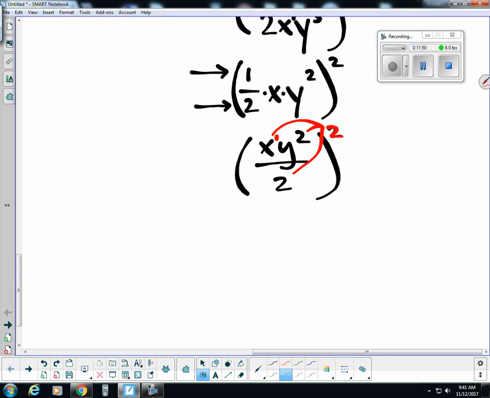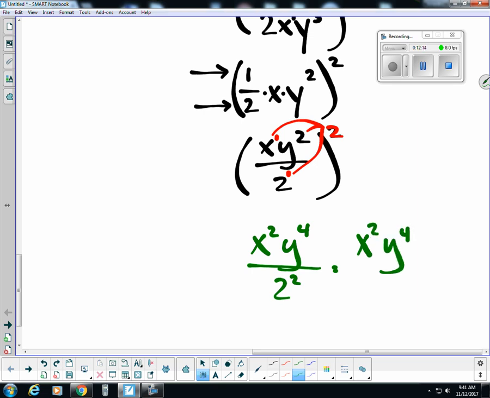Okay, so this is really x to the first to start, and this is really 2 to the first to start. So for the x, 1 times 2 is 2, so it's x squared. For the y, 2 times 2 is 4, so y to the fourth. And again, in the denominator here, 1 times 2 is 2, okay, or 2 squared. All right, now go ahead and make that 4 there in the denominator. So x squared y to the fourth over 4. And that's your final answer.